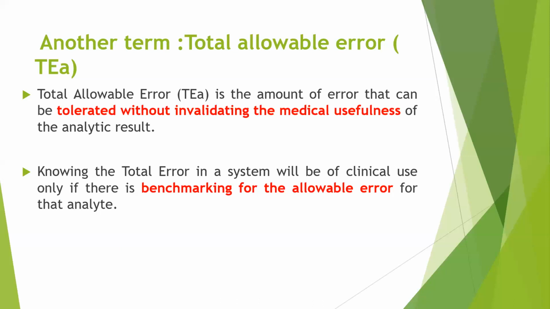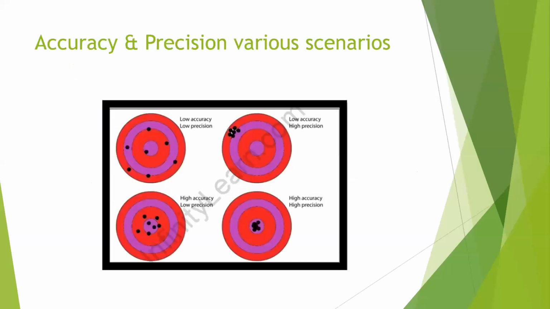And that result will not be of any use to us, right? Now we go on to, just let this topic flow. So here there are different scenarios of accuracy and precision. Here you see on the top left a scenario where there is a low accuracy and a low precision.